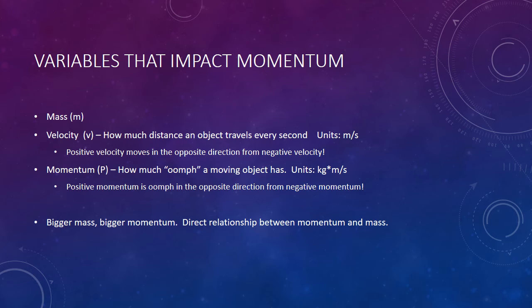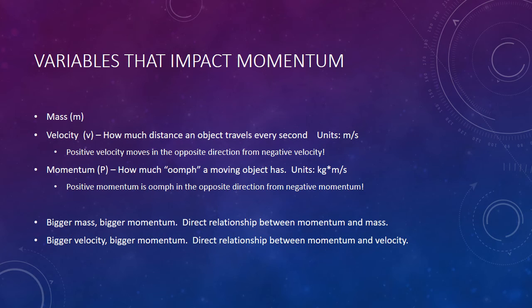There are two relationships that go into calculating momentum, as we probably saw in the earlier slides. For one, the larger the mass of the object, the larger the momentum is, which means that there's a direct relationship between momentum and mass. The second relationship is that the bigger the velocity an object has, the bigger the momentum is. That means there's a direct relationship between momentum and velocity.